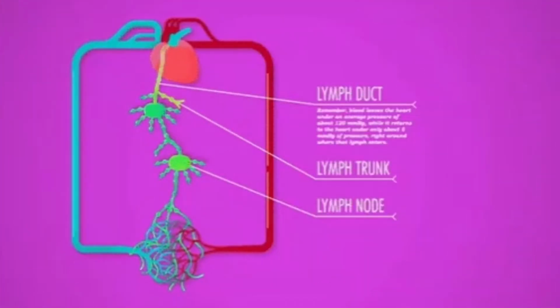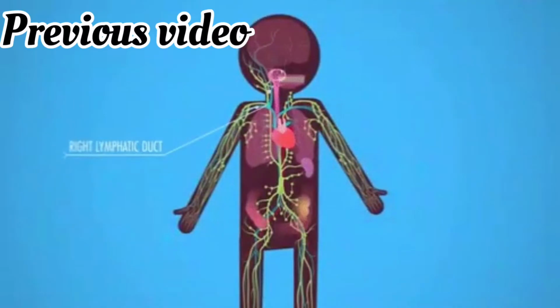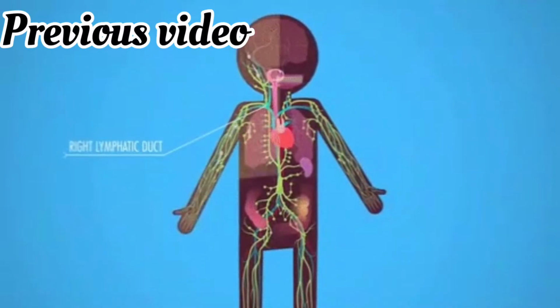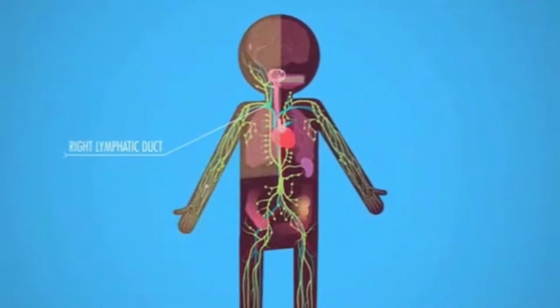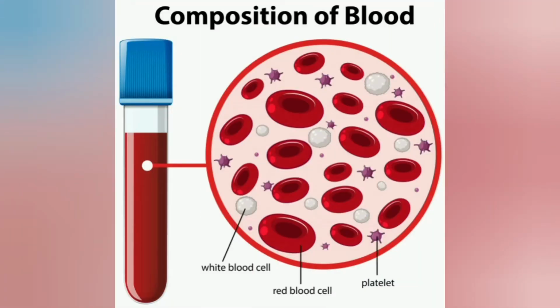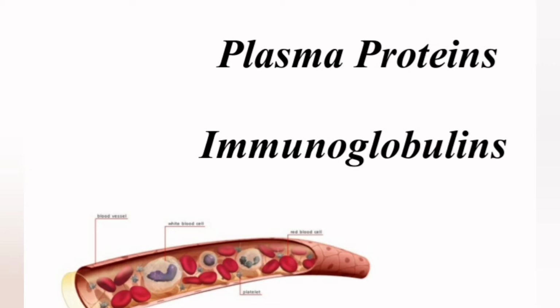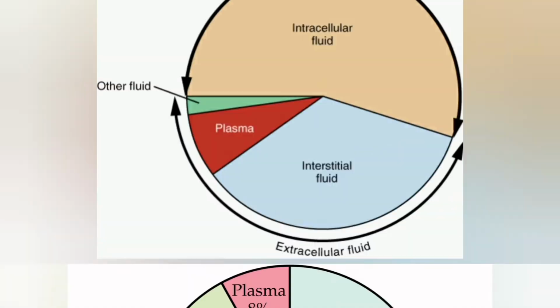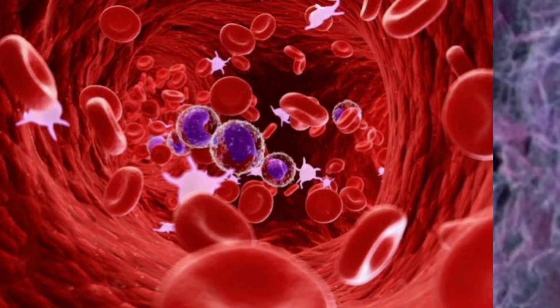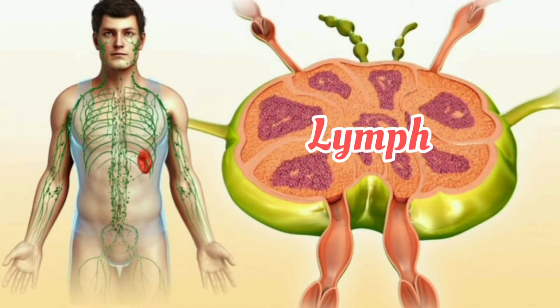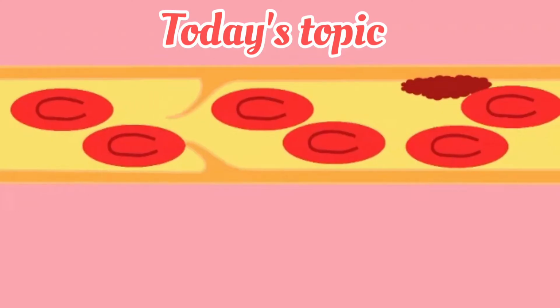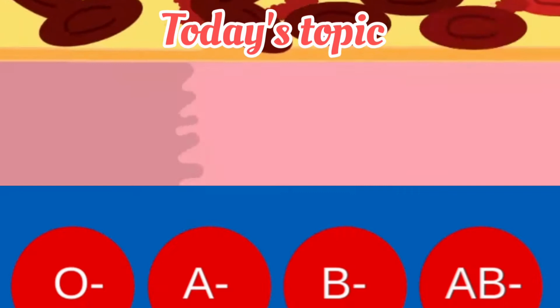Dear students, in the previous video I discussed body fluid and circulation. In that chapter I discussed plasma, the composition of plasma, the various types of blood corpuscles present in the plasma, and a brief discussion about lymph. In today's video I am going to discuss blood groups and the formation of clot.